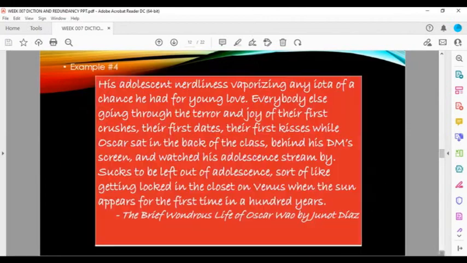And another one, from The Brief Wondrous Life of Oscar Wao by Junot Díaz: his adolescent nerdiness vaporizing any iota of the chance he had for young love, everyone else going through the terror and joy of their first crushes, first dates, their first kisses, while Oscar sat in the back of the class, behind his DM screen, and watched adolescence scream by.